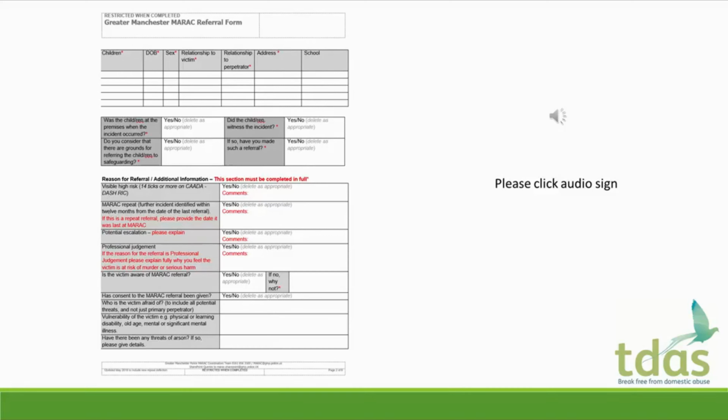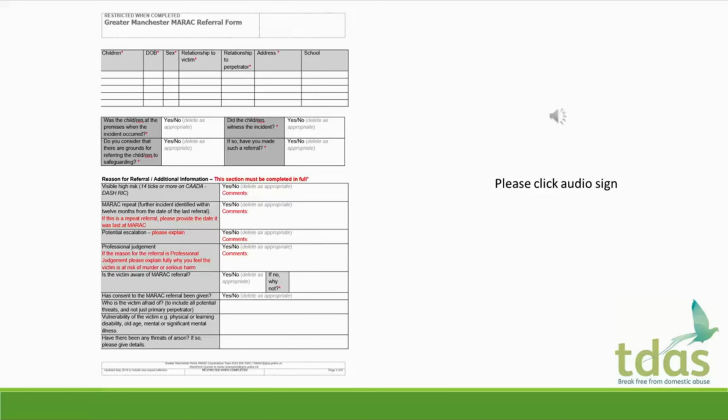This is important as vulnerabilities may increase risk factors and need to be considered during any safety planning. You should document any physical disabilities, illnesses, mental health issues, drug or alcohol issues, language barriers, age that may be relevant to the victim. We then look at whether the perpetrator has made any threats of arson.